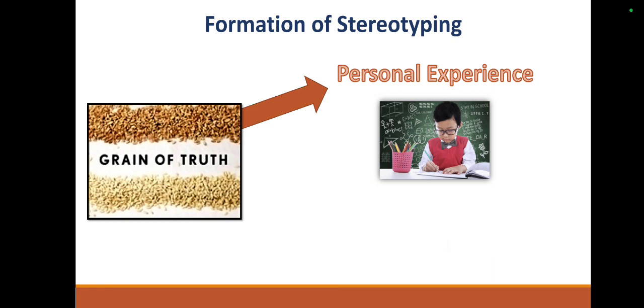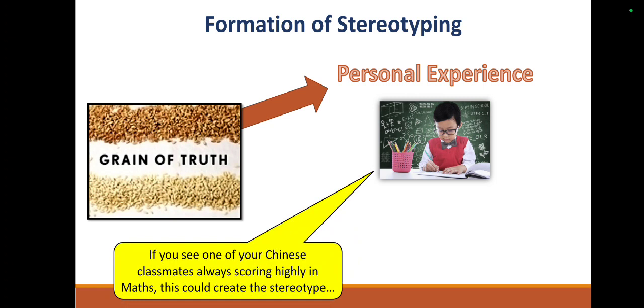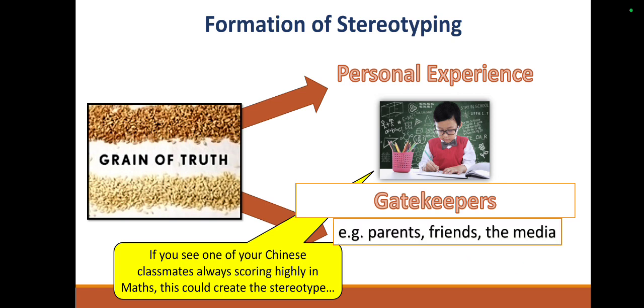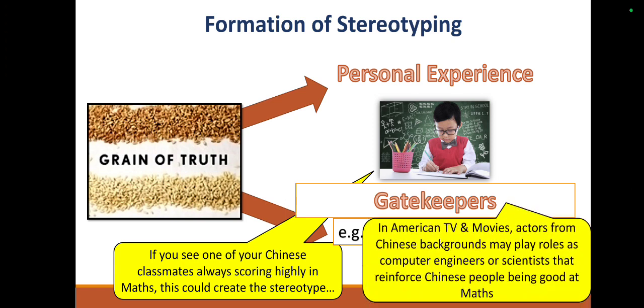either through personal experience or through gatekeeping. So let's take a look at personal experience first, and I've gone with the stereotypical view that Chinese people are good at maths. Where does this belief come from that all Chinese people are good at maths? So there might be a grain of truth in it, and that might have come from personal experience. So there might have been one Chinese classmate always scoring highly in maths, and that could feed into that original stereotype. Furthermore, that idea might be gatekept in the media. So the gatekeepers that we refer to usually are parents, friends who keep transmitting the stereotype, but also the media is usually to blame.